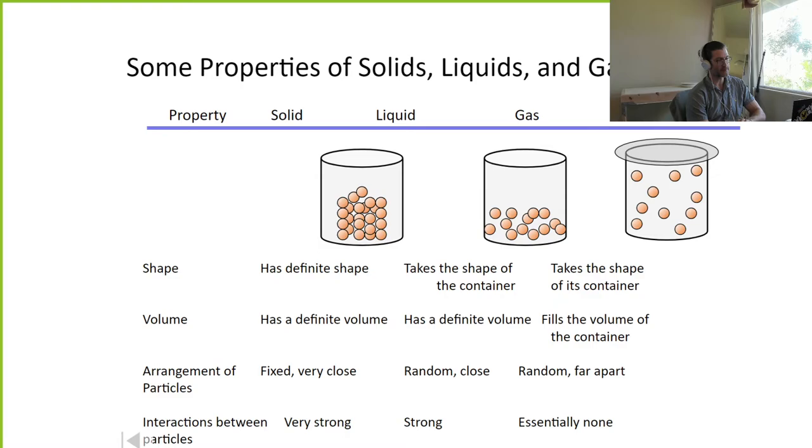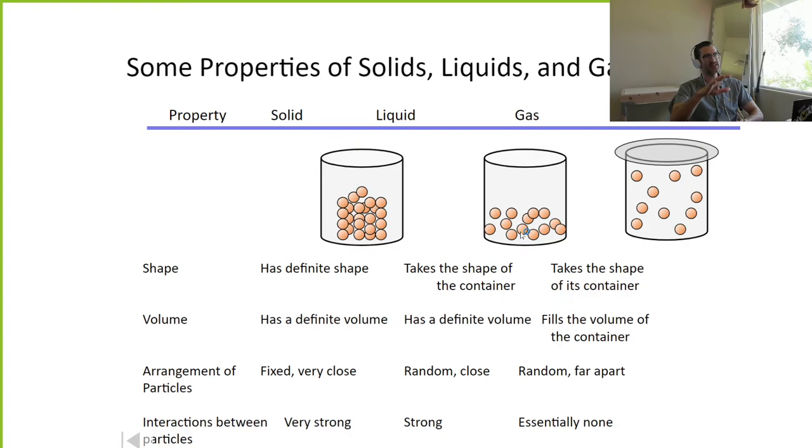Solids have a fixed arrangement of particles. The intermolecular forces are holding everything together. They're very close together. Liquids are still very close together, but the particles have enough energy to overwhelm the more distant of the intermolecular forces. So they're able to slip past and move around. And in a gas, everything is random and everything's spread apart. The fact that everything is spread apart is what allows us to compress gases into smaller containers.